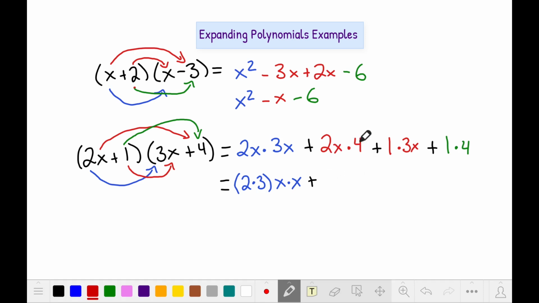Then we're going to do 2x times 4. So we're going to have 2 times 4 times x. And then we're going to have, well, 1 times 3x is already as easy as it's going to get, because it's literally just 3x multiplying by 1. Anything multiplied by 1 stays the same. So it's going to be 3x. And then finally, we're going to have the green term, which is 1 times 4, which is just 4.